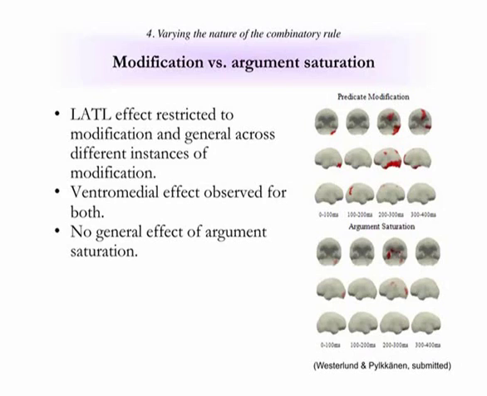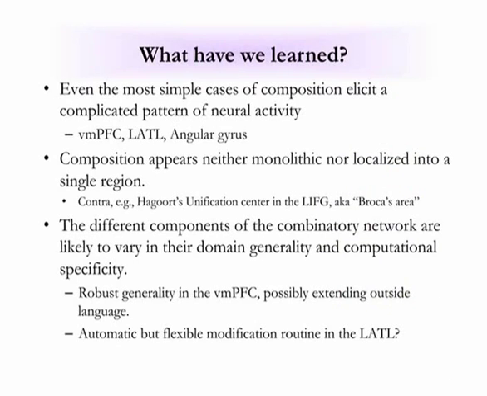So what are we learning? What we've learned so far is that even the most simple cases of composition, of course we can always debate the most simple case of composition, but even these very simple cases of composition elicit a complex pattern of neural activity comprising at least these regions. And so given these type of data, it appears that composition is neither monolithic nor localized to some single region. So that's sort of contrary to Hagoort's type of model, where there's a single operation in a single location.